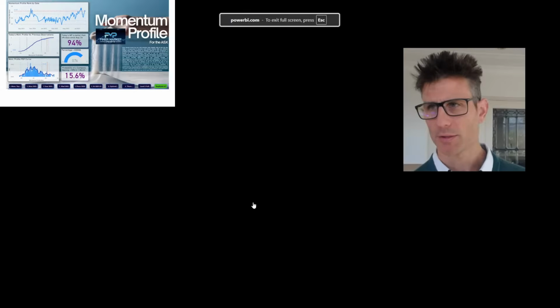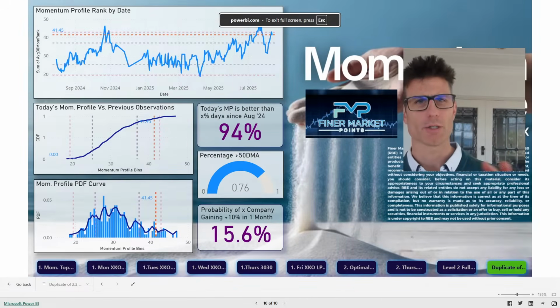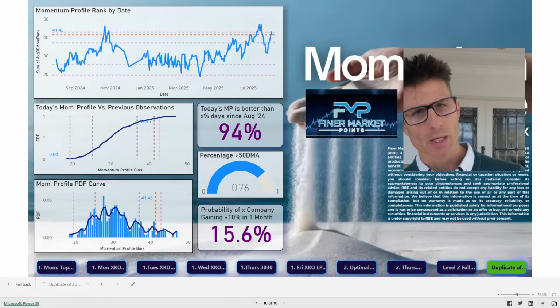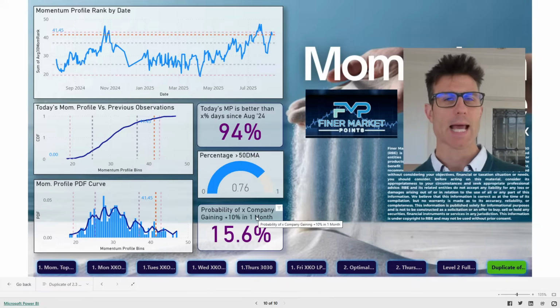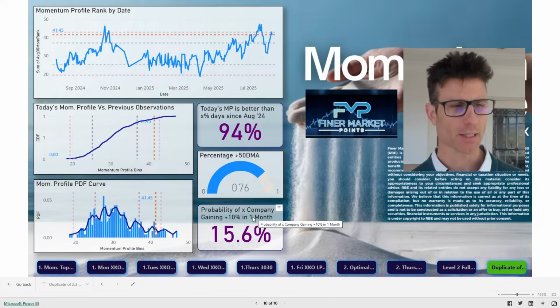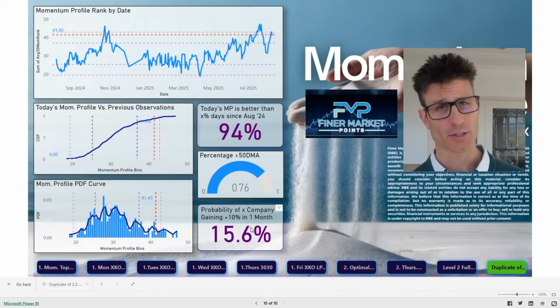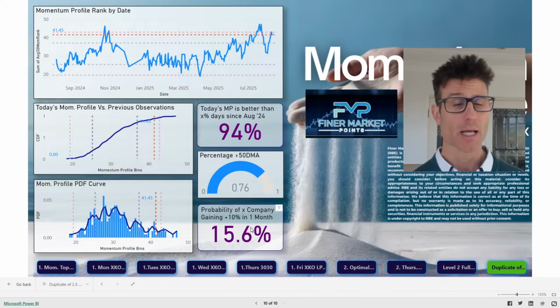So let's have a look at this screen. We're going to make it full screen. You've logged in, you have a look at it, you turn it into full screen. Here are the 2 new measures: percentage greater than 50-day moving average and the probability of finding a tradable company on the ASX that's going to be up more than 10% in a month. Obviously, it's not a prediction, it's a probabilistic calculation and not advice.